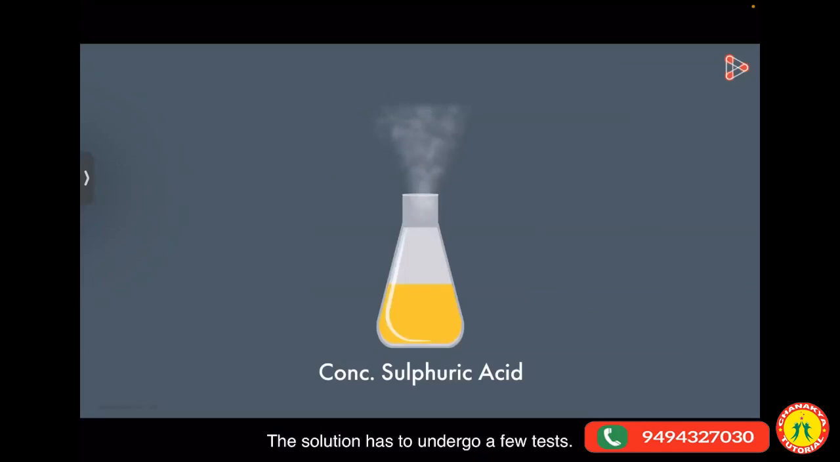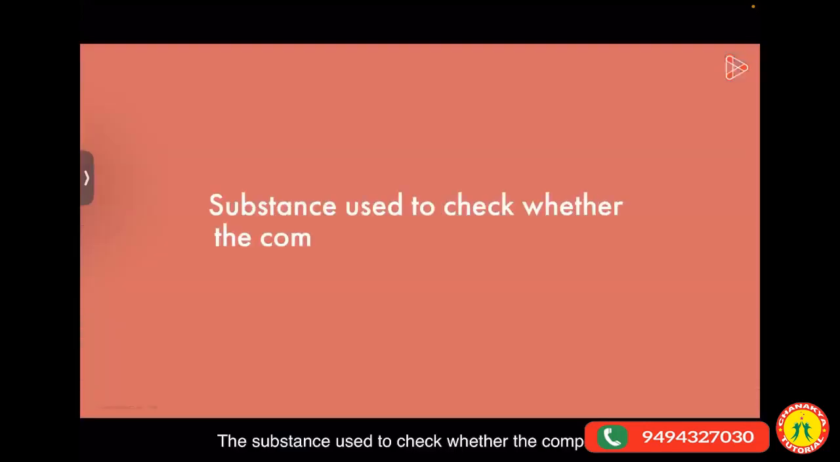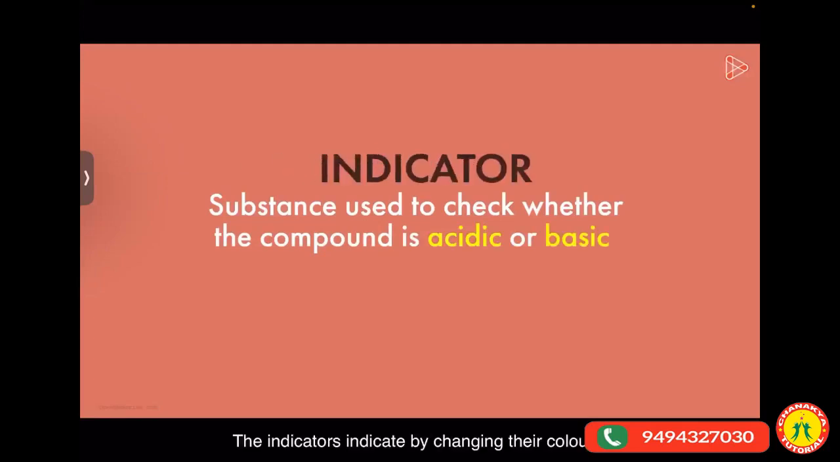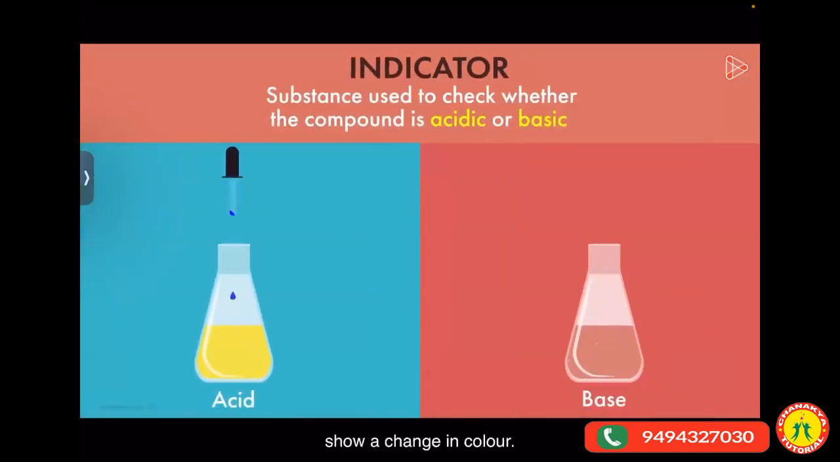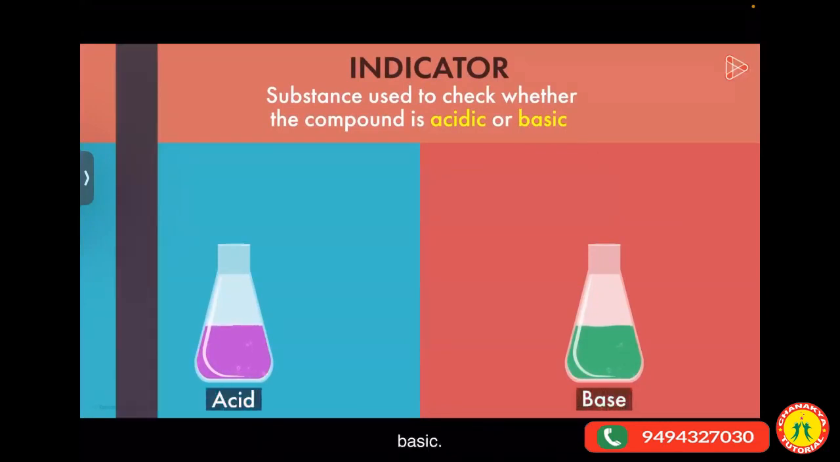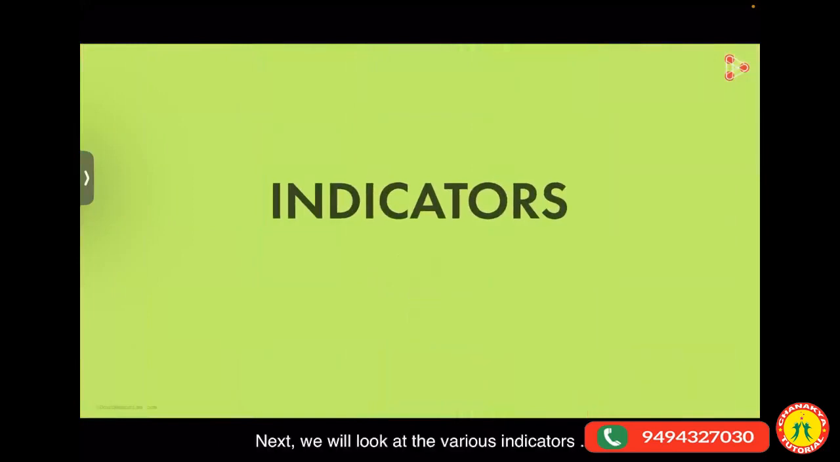The solution has to undergo a few tests. The substance used to check whether the compound is acidic or basic is called an indicator. The indicators indicate by changing their colors. Indicators, when added to acids or bases, show a change in color. That is how it becomes convenient for us to find out whether the compound is acidic or basic. But what kind of substances are used as indicators? Next, we will look at the various indicators.